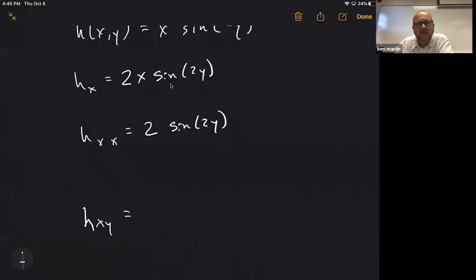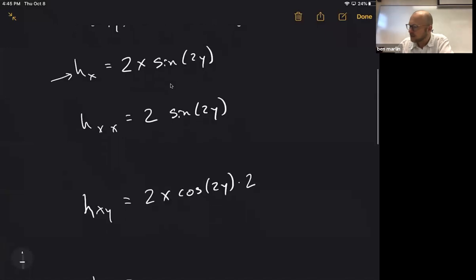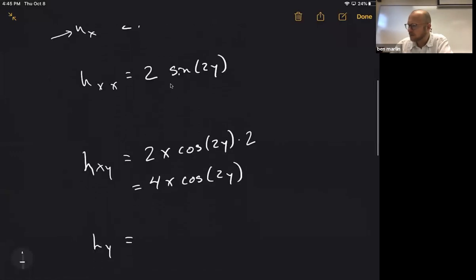So if we say h sub xy, that means to take h sub x and take the derivative with respect to y. Well, 2x is just a constant that hangs on at the front. And now we take the derivative of the sine, which is going to be the cosine, with the same stuff inside, times, because of the chain rule, the derivative of 2y with respect to y, which is just 2. So that means our h sub xy ends up being 4x cosine of 2y, okay? So keep track of that. Remember that we did that.